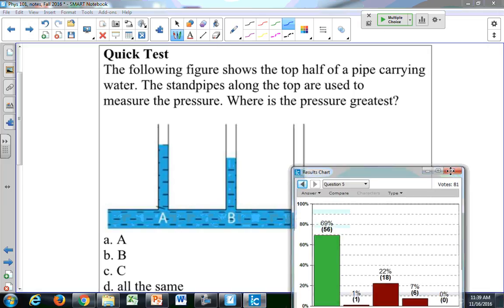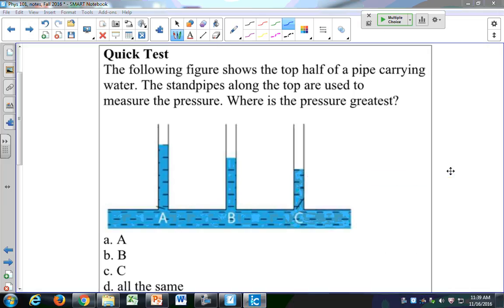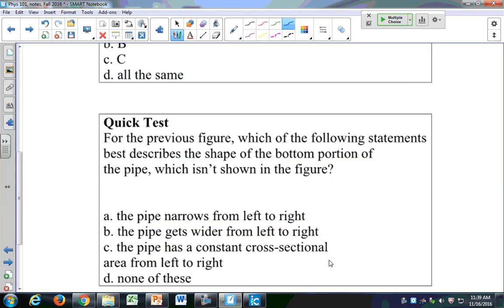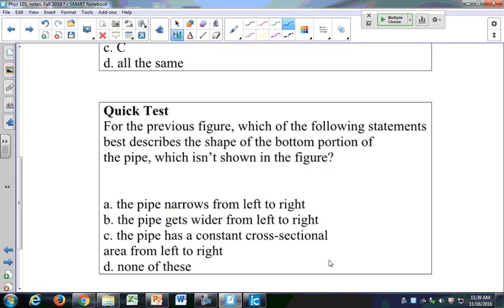All right, the one with the highest pressure is A. Remember pressure, rho g h? So whatever has the highest column will have the highest pressure. It's just like with our blood pressure measurements, rho g h. So our highest pressure is right here at column A. Now, I want you to think about which of these statements describes the shape of the bottom portion of the pipe. Let me tell you, the pipe is not constant cross-section, so C is not the right answer.